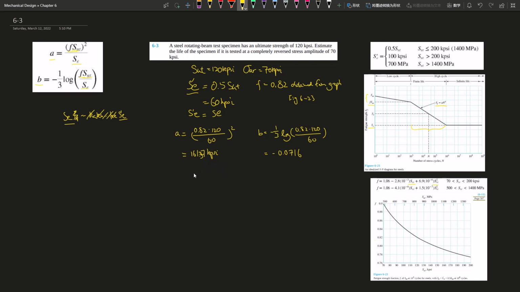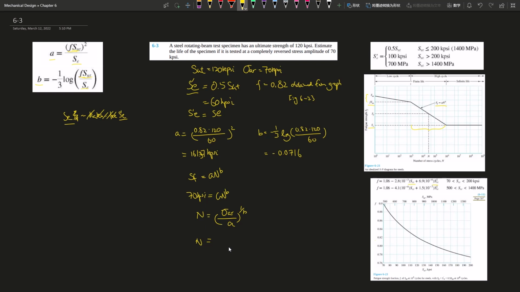With these two, we now have this equation, and we're looking for N. So we substitute the fatigue strength with the stress amplitude we're applying, which is 70 kilo pounds per square inch equals A times N to the power of B. With easy algebra, we manipulate the equation to isolate N. We want to know, if we apply this stress, how long this beam is going to survive before it fatigues.